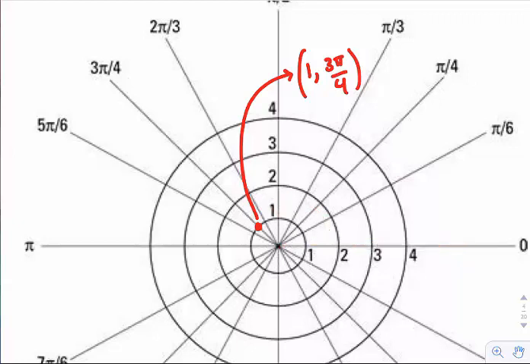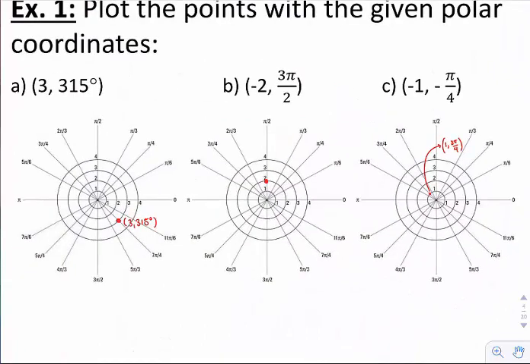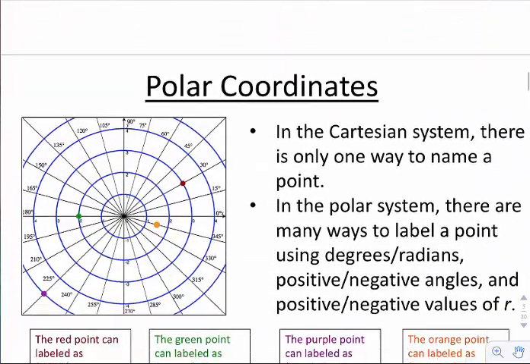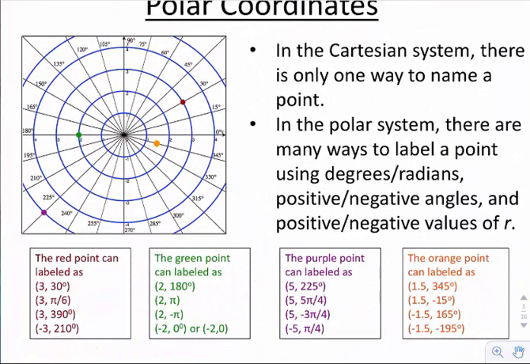Again, there are multiple ways to label your angles. You can start here and maybe go clockwise. That would work as well. That's something you obviously want to understand: there's more than one way to get to your point. So again, I have some examples of that here.